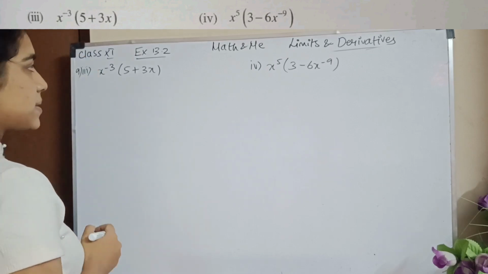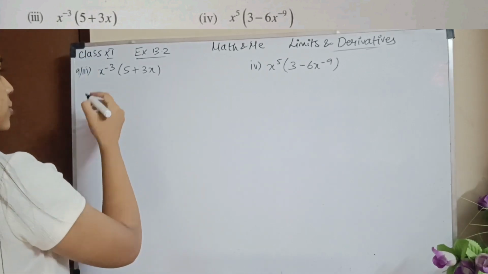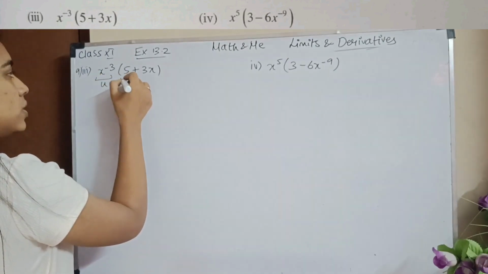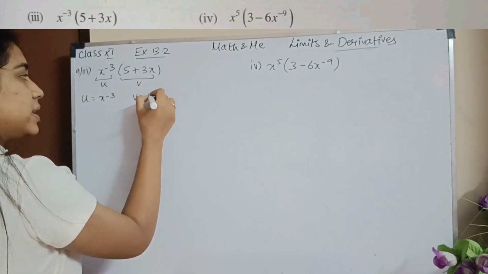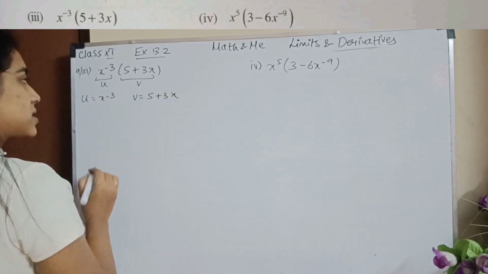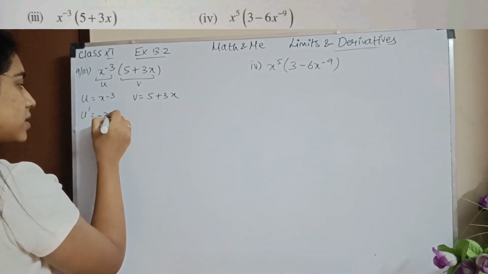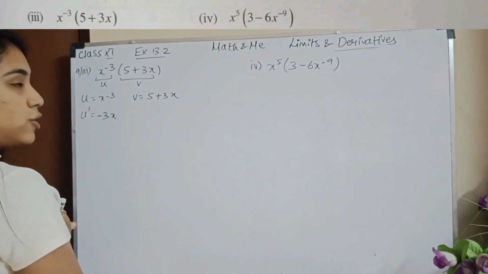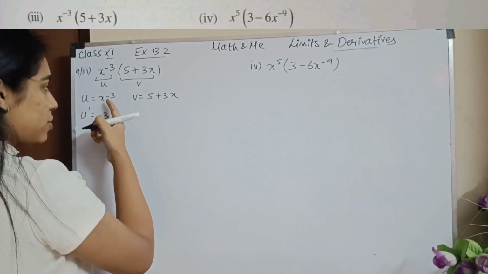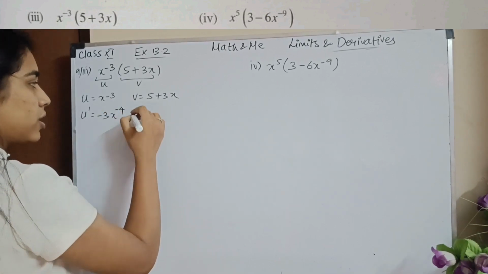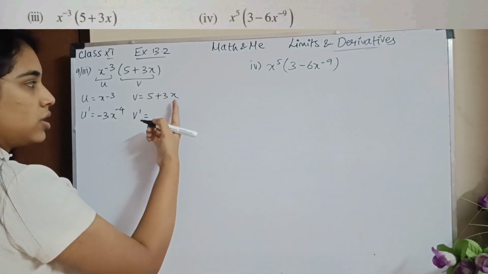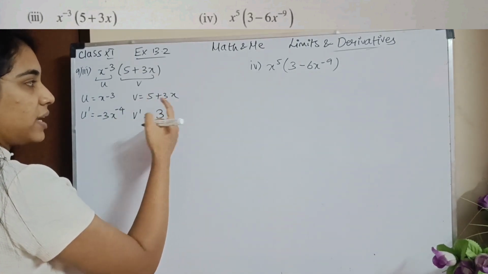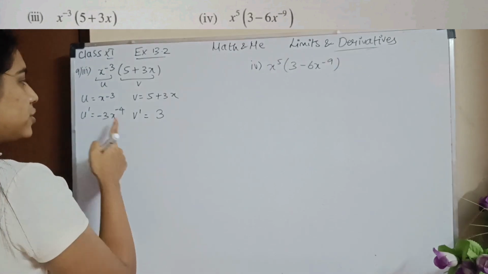Question number 9, third subsection, again using the product rule. This is my u, this is my v. So, u equals x to the minus 3, v equals 5 plus 3x. So u dash: the power comes down and the power gets reduced by 1, so minus 3 minus 1 is minus 4. V dash: 5 is a constant, so its derivative is 0. Here I have 3x, so 3 times the derivative of x, which is 1. So I have u dash and v dash.